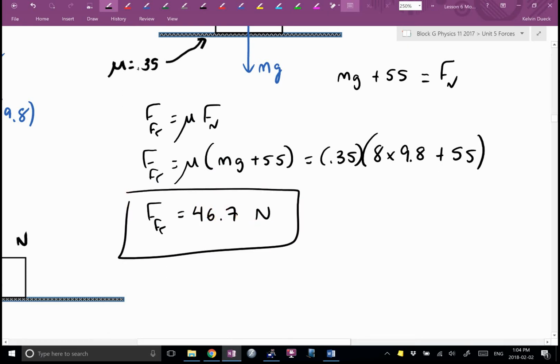If I pull with 46.8 newtons, this thing will accelerate. In fact, really, if I pull with 46.700001, this will start to accelerate because that's the moment that my forces are not balanced. That's the maximum force of friction. Good?